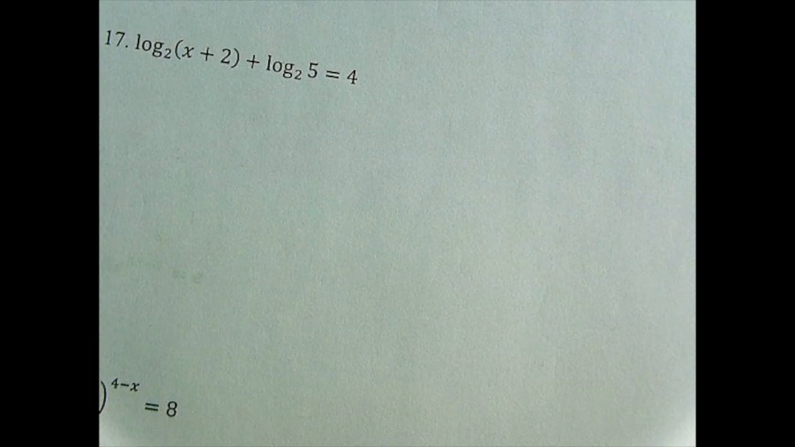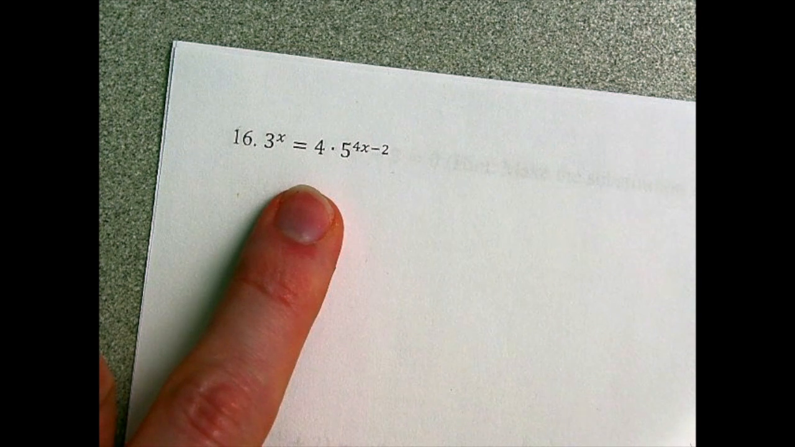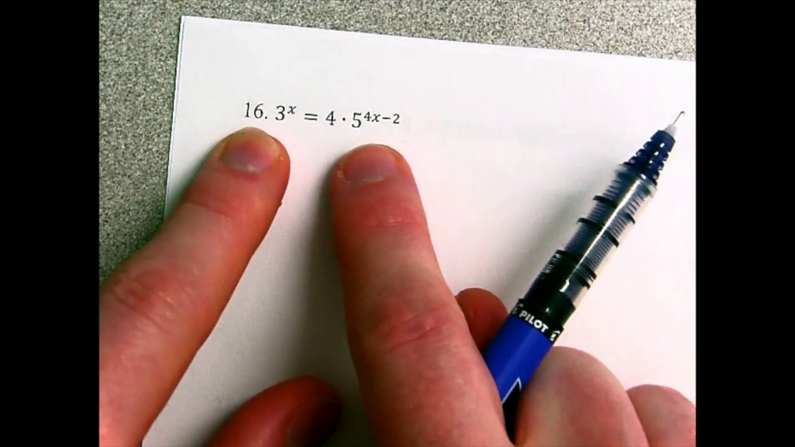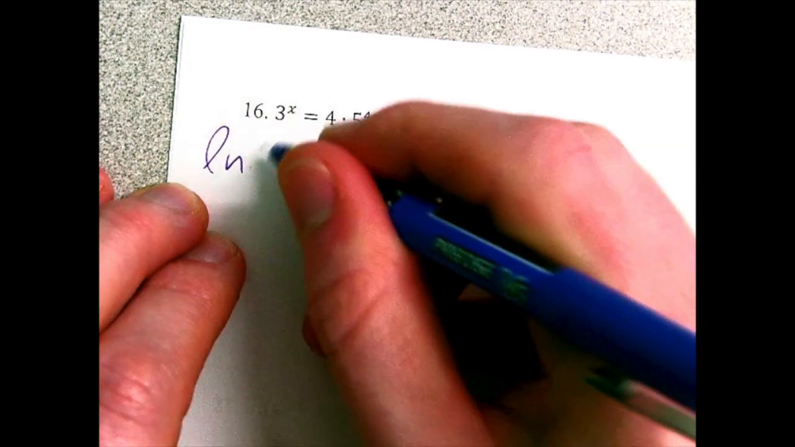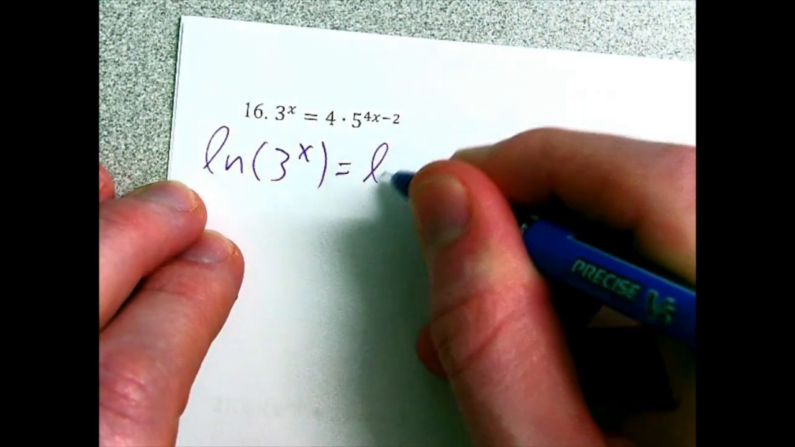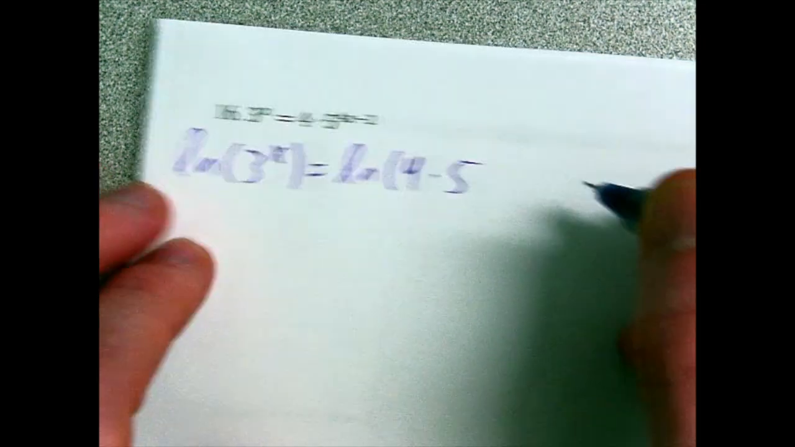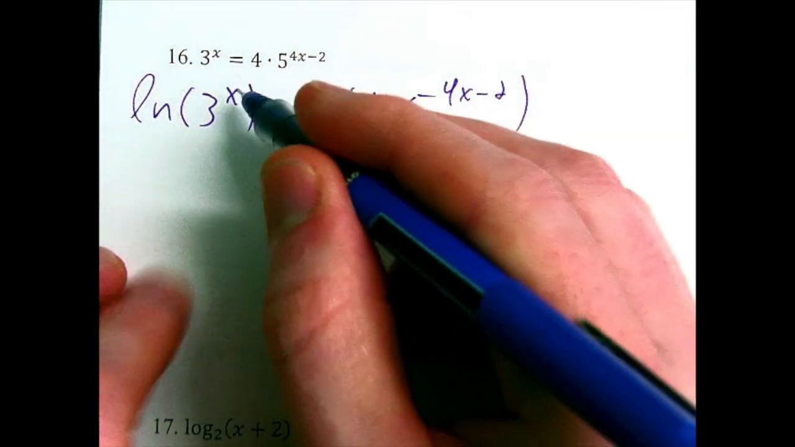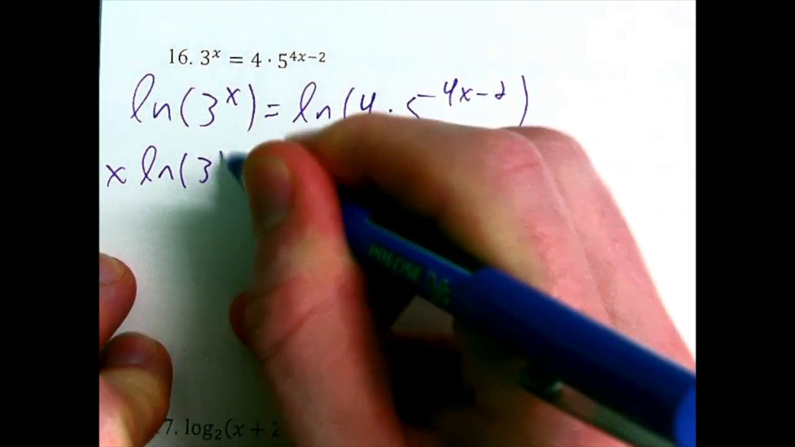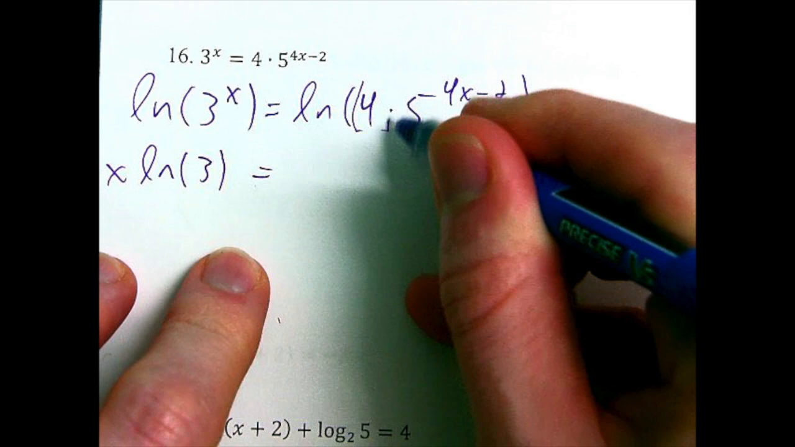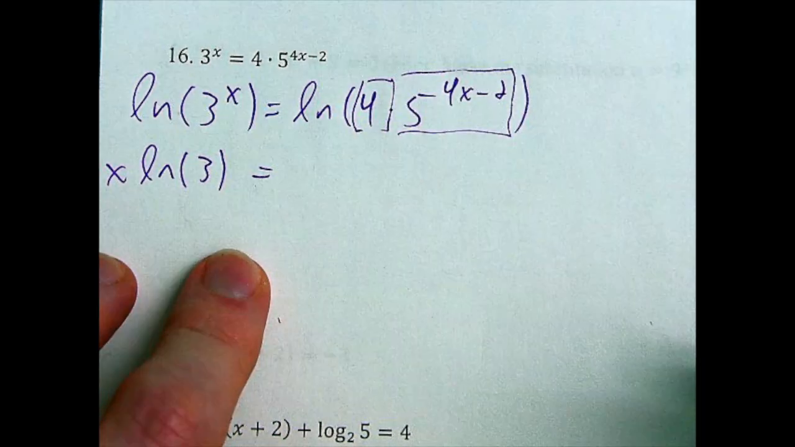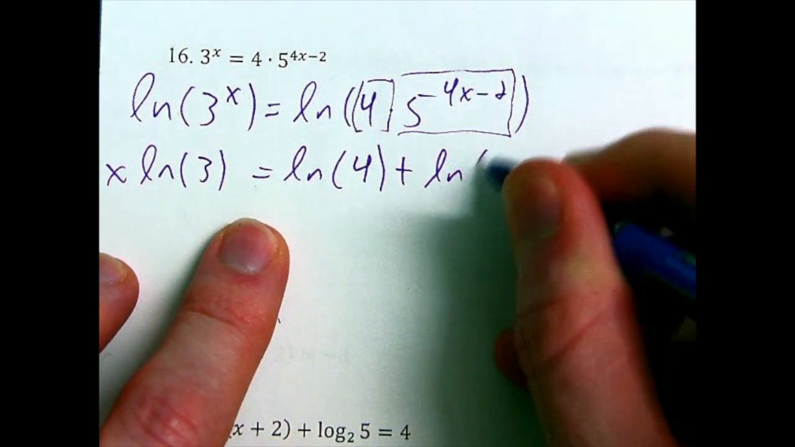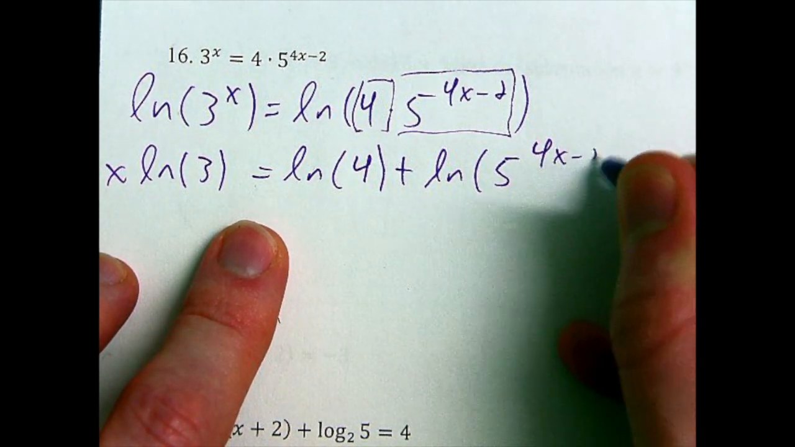Moving on. What kind of equation is this? It's another exponential equation. Can we rewrite everything as a common power? No, so we should take natural logs. Natural log of 3 to the x is equal to natural log of 4 times 5 to the 4x minus 2. This x can be pulled down. X natural log of 3. We have the natural log of a product of two things, so we have to use that first log rule to write that as natural log of 4 plus natural log of 5 to the 4x minus 2.